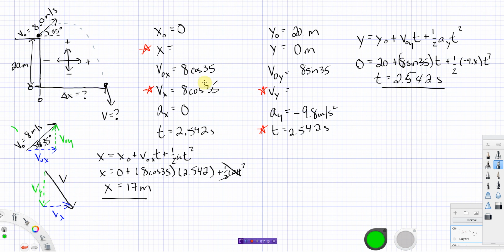Now I already have the x direction. It's ready to go. I just need to find v in the y direction, so I've got everything except for that. I can use any equation I want, so I'm going to use the easiest one, which looks like this. That is going to be 8 sine 35 plus negative 9.8 times the time that I have found already, stored in my calculator.